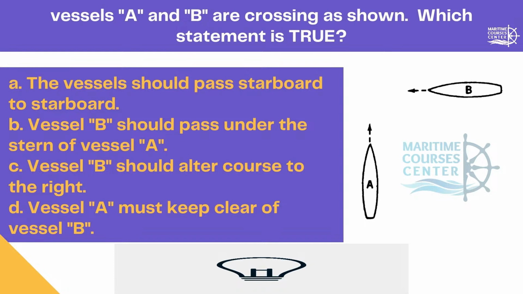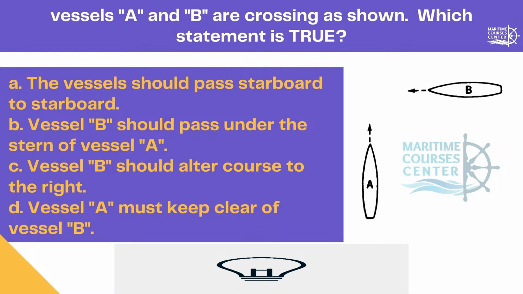A. The vessels should pass starboard to starboard. B. Vessel B should pass under the stern of vessel A. C. Vessel B should alter course to the right. D. Vessel A must keep clear of vessel B. Which one is going to be right?